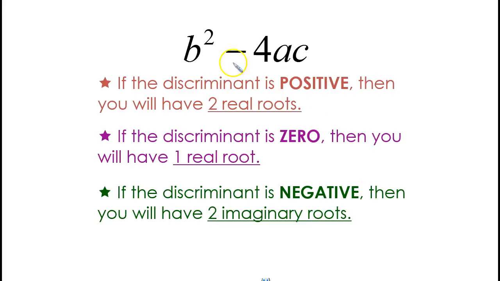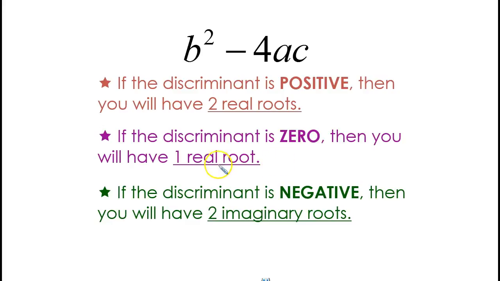We plug in our a, b, and c and do the math, and we care mostly about the sign of the number that we get. If that discriminant, once we plug in a, b, and c, is positive, that means that we have two real roots, that our solutions or our roots are going to be real numbers. If the discriminant is negative, that means that we are going to have two imaginary roots. And if the discriminant is 0, we're going to have one real root.